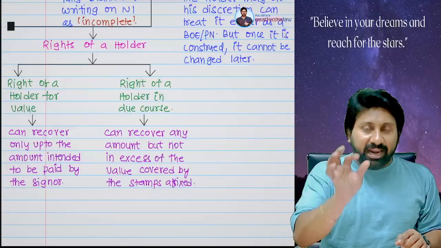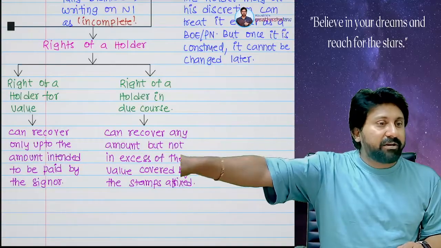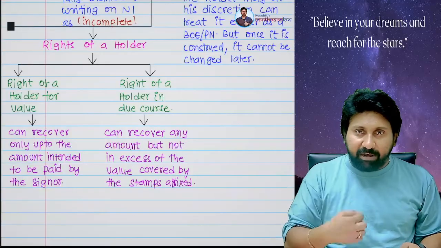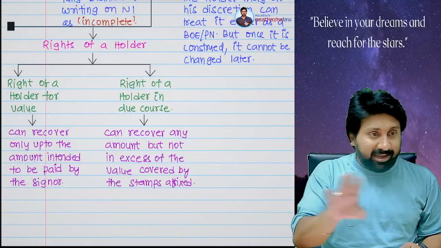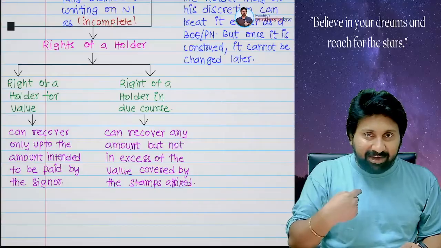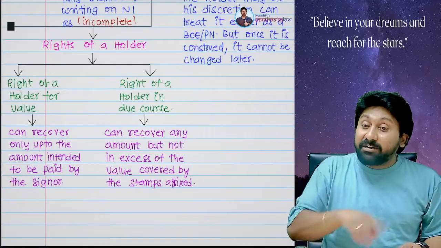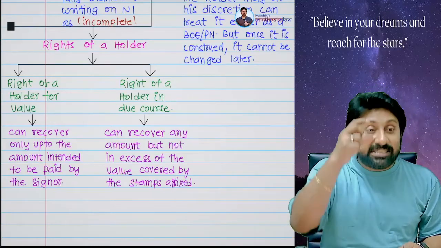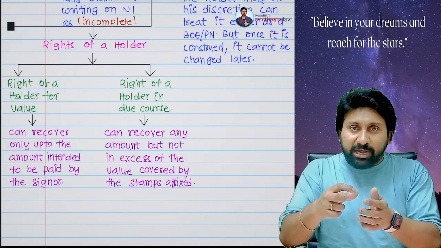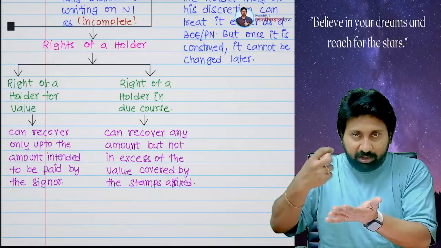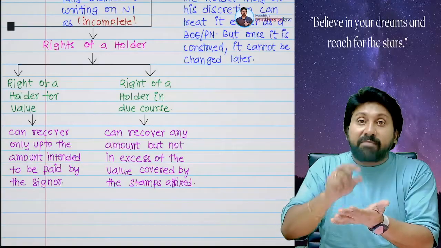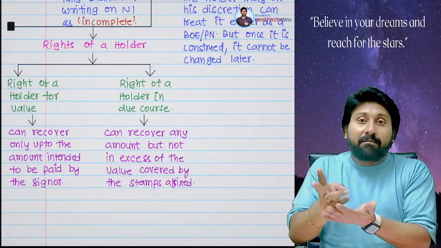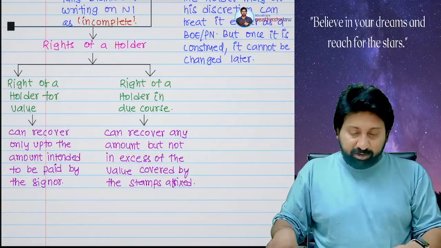Holder for value can recover only up to the amount he is intended to be paid. For example, you have to pay me 1 lakh, but I have written 5 lakhs there. I cannot recover 5 lakh. You have to pay me only 1 lakh, and that 1 lakh I can recover. But a holder in due course can recover beyond 1 lakh, but not beyond the stamp value. Whenever you affix a revenue stamp on a bill, the revenue stamp value will be there, say 5 lakh or 3 lakh. You can collect more than 1 lakh, but not more than the revenue stamp amount.